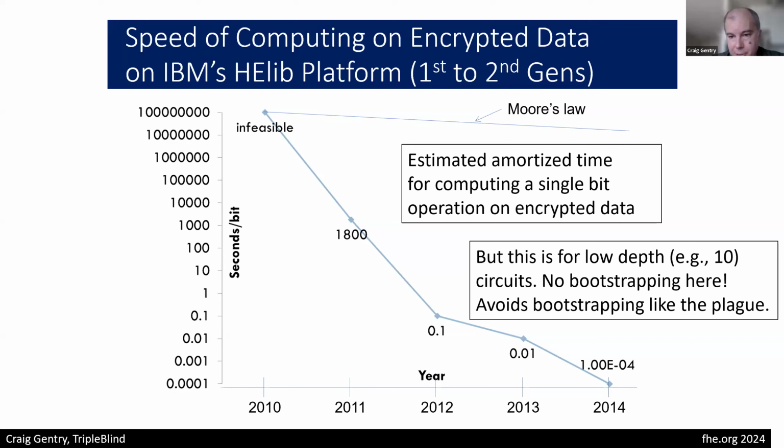One qualification here. In the early days we really avoided bootstrapping like the plague, because bootstrapping is really expensive. It still is. So these results here are without bootstrapping. We would just choose the parameters of the scheme big enough so that we could do the whole computation without bootstrapping. So that's what this is for.